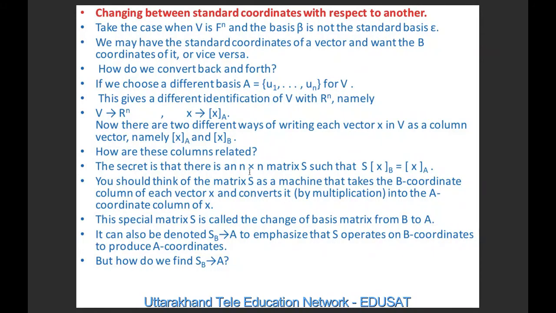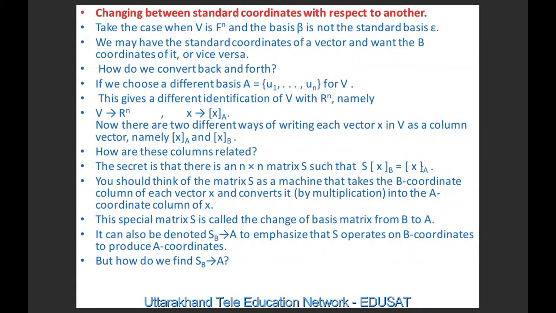The secret is that there is an n by n matrix S such that S xb is equal to xa. Here it is xa and it is xb. These are related by this relation: S times xb is equal to xa. You should think of the matrix S as a machine that takes the B coordinate column, that is, the coordinate column with respect to basis B, of each vector x and converts it to the A coordinate column of x.